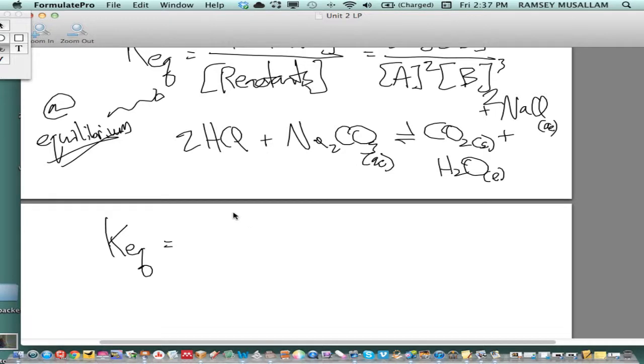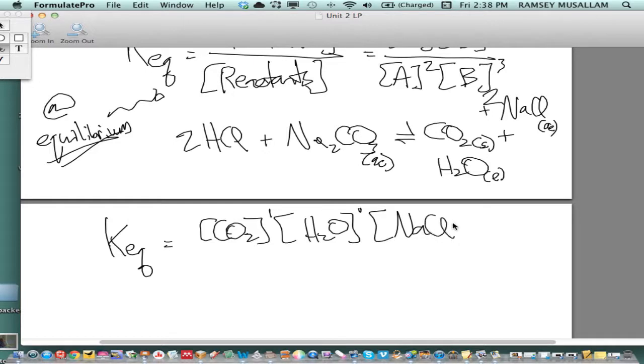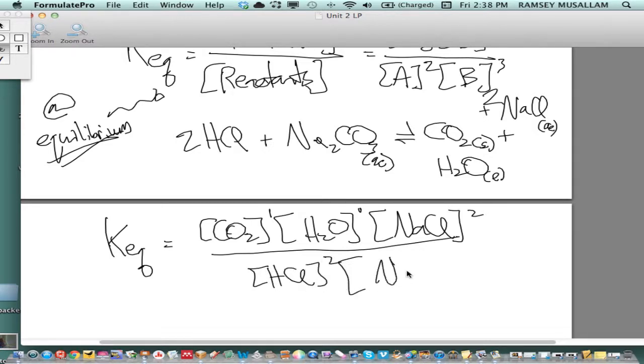So who's going on the numerator? Concentration of CO2 raised to what power? 1. Concentration of H2O raised to what power? And concentration of NaCl raised to what power? 2 over concentration of HCl raised to what power? 2 over concentration of Na2CO3 raised to 1 power. Congratulations. That's it. So where would these numbers come from?